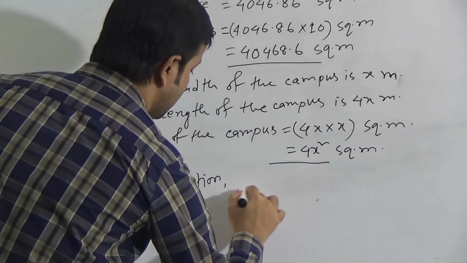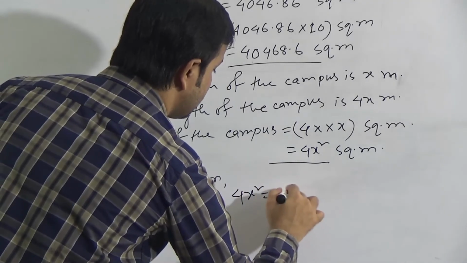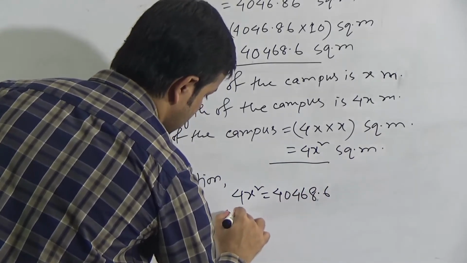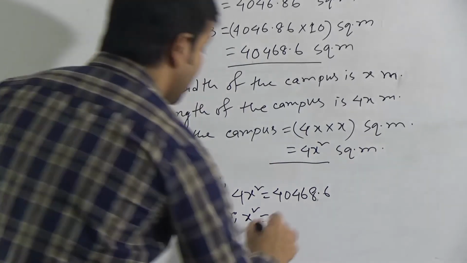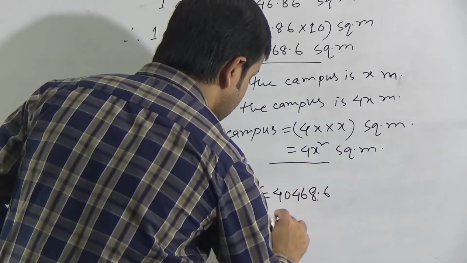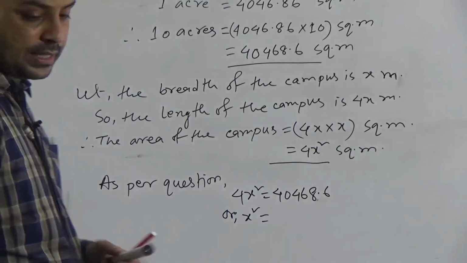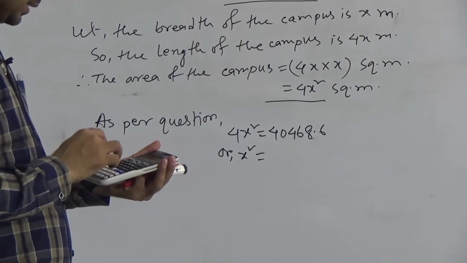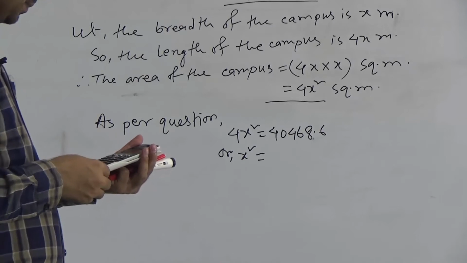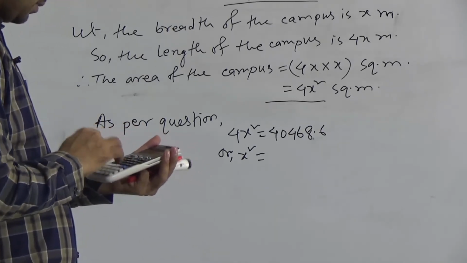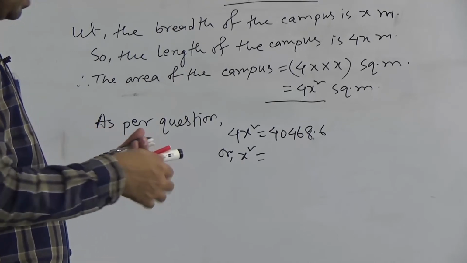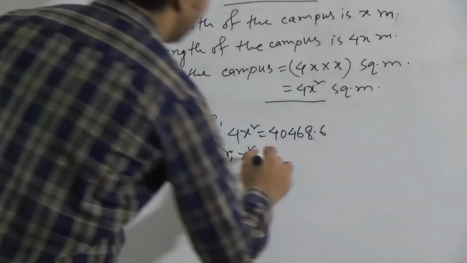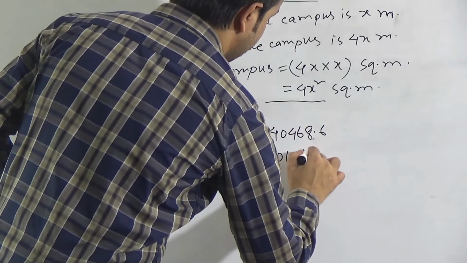As per the question, we can write 4x square is equal to 40468.6, so x square is equal to, we have to divide both sides by 4. We can use a calculator and divide 40468.6 by 4. This will be equal to 10117.15.